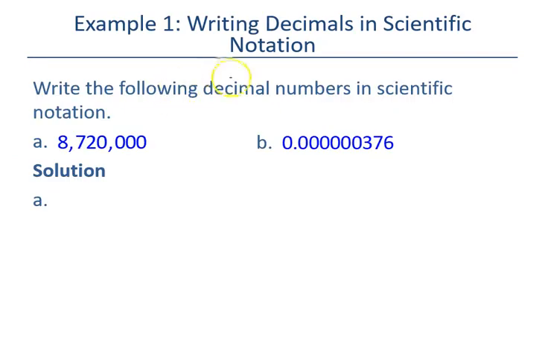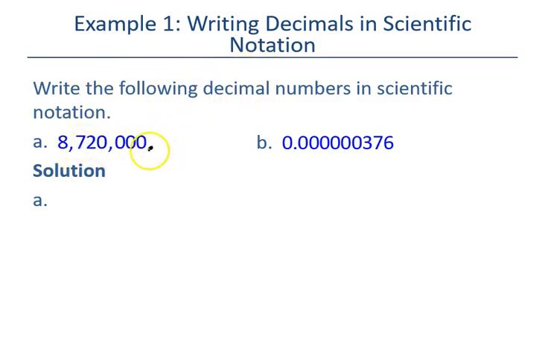Write the following decimal numbers in scientific notation. First off, we've got to identify where the decimal is. On this one, it's hidden. It's not very apparent, but there it is right there. It's always at the end. What I want to do is find an a that's going to be between 1 and 9, because we can't include the 10, and we go over as far as we possibly can.